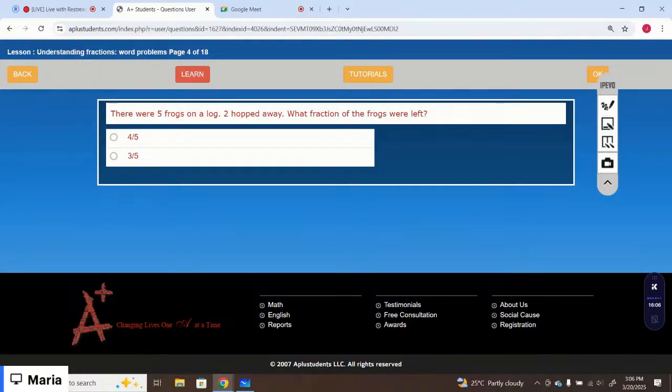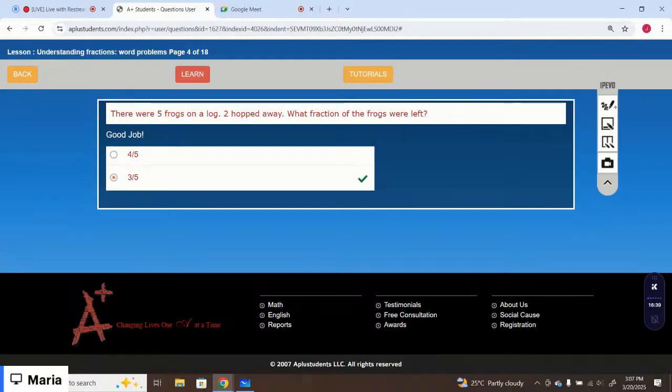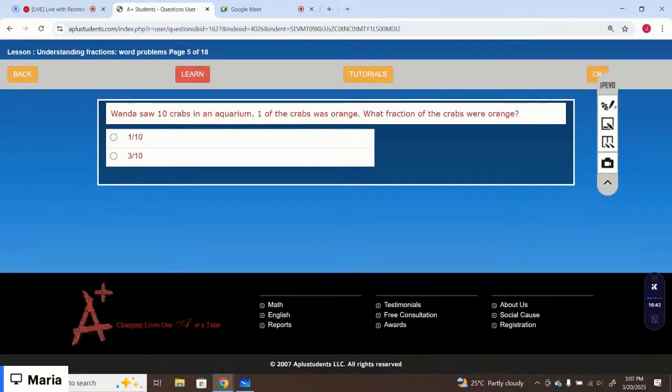There were 5 frogs on a log. 2 hopped away. What fraction of the frogs were left? Which is the correct option? So they are left with 3 out of 5, because 2 hopped away. So the left were 3 out of 5.